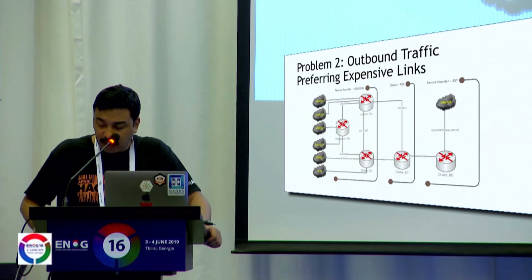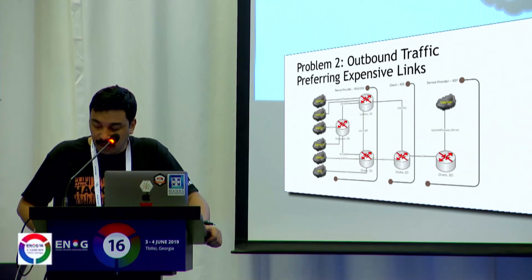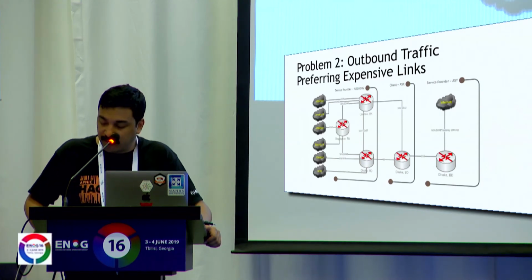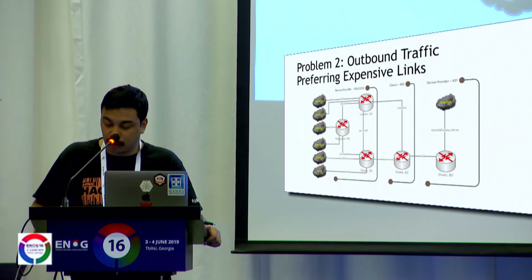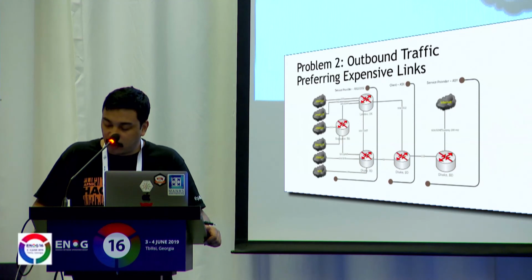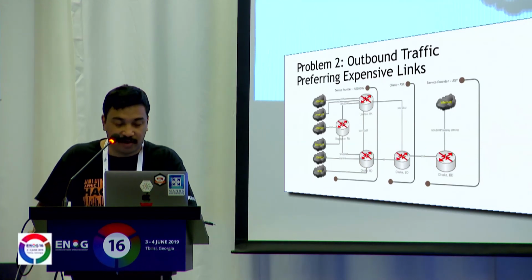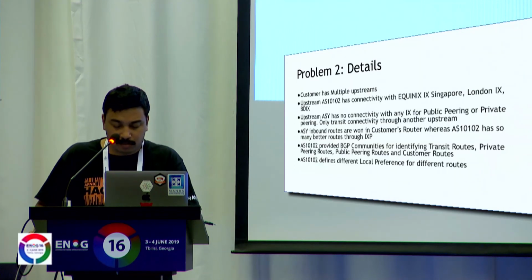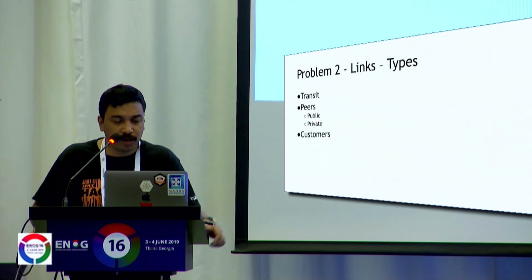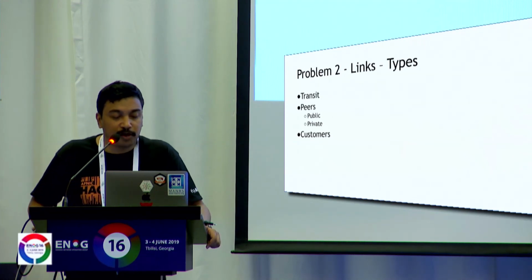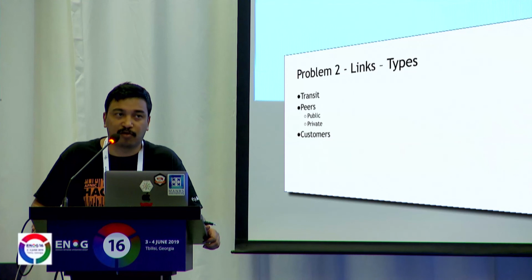So ASY's inbound routes are won by the customer's router, whereas AS10102 has so many better routes through the internet exchange points. So AS10102 provided BGP communities for identifying the transit routes, private peering routes, public peering routes, and the customer routes, and AS10102 defines different local preference for different routes. So before understanding this problem, we need to understand what the link types are for an upstream provider.